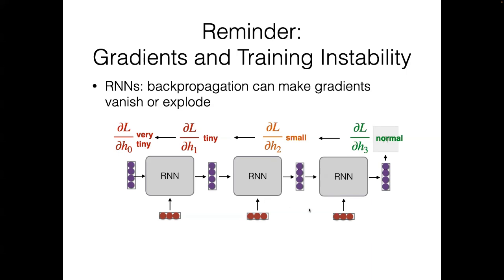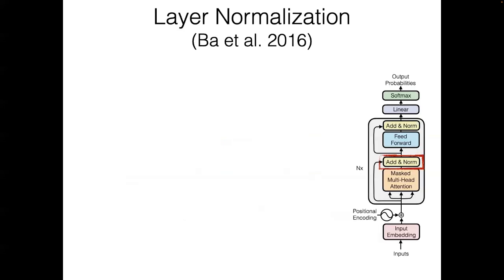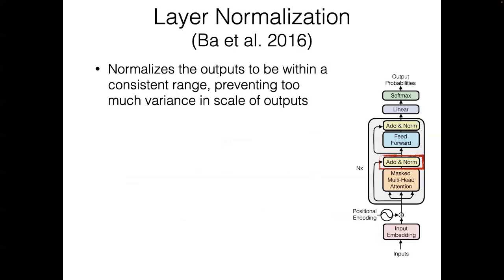Now, you can imagine taking this diagram and flipping it and having it be vertical. Conceptually, it doesn't correspond to positions of the sequence, but you could think of the transformer as being this potentially really large stack of layers. And it turns out that these same issues of vanishing gradients or exploding gradients can happen if you have a very deep transformer model.